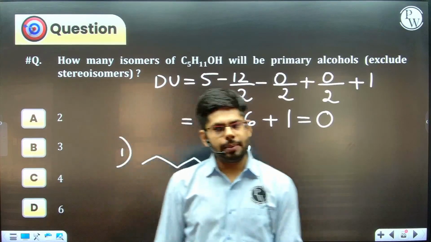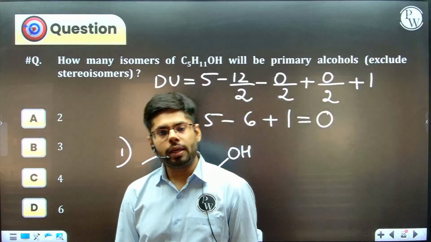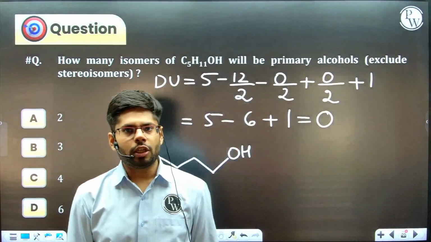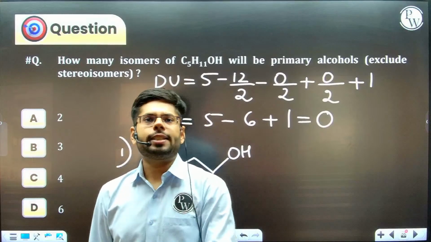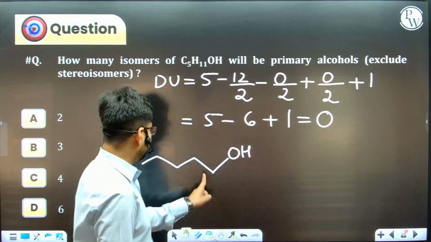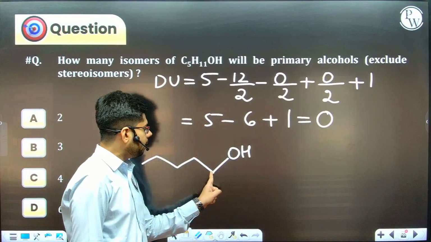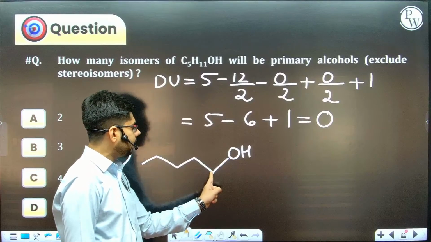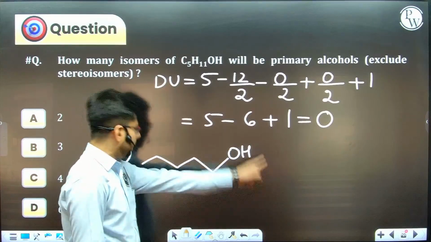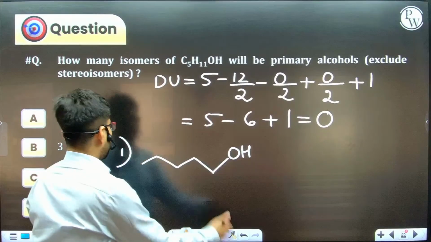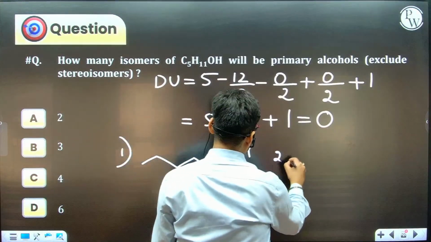How do you define a primary alcohol? A primary alcohol is an alcohol in which the carbon to which OH is attached is a 1 degree carbon. So this carbon is a 1 degree carbon. This carbon is having OH attached to it. So I'll say that yes, since this carbon is 1 degree, the alcohol is 1 degree. Likewise, you can draw some more.